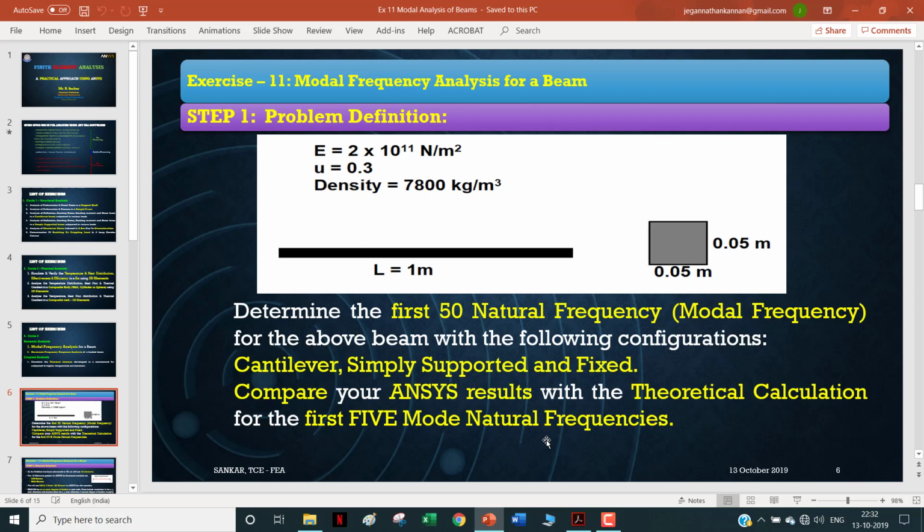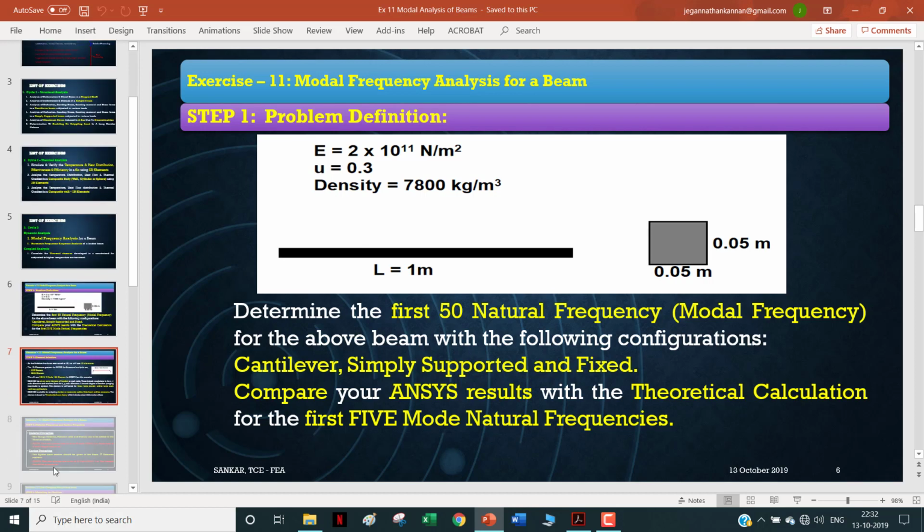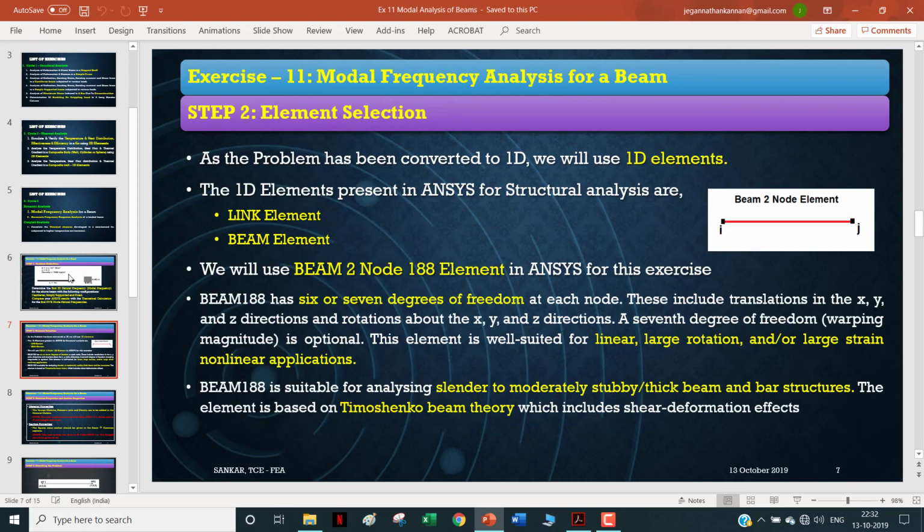So in order to compare, I will compare only the 5 frequencies, right? Okay. Now the first step is problem definition, which has been completed. The second step is element selection. As this is a beam problem, I'm going to select the BEAM188 2-node element, right? And the properties are given, which you can read and find out.